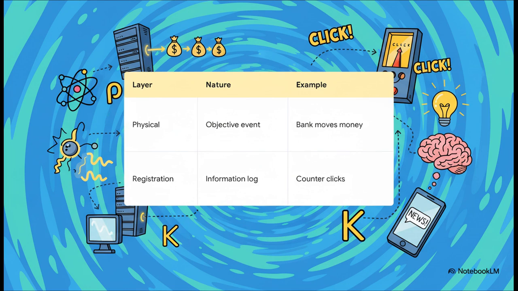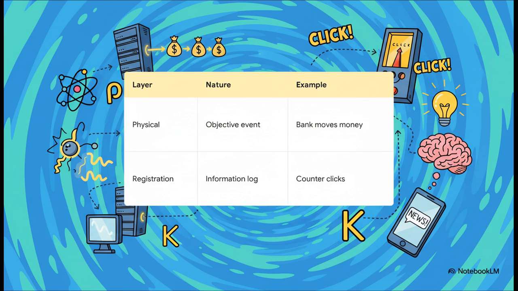Let's summarize how this all builds into a complete picture. If you take a look at the nature row, you'll see the core difference clearly laid out. Rho is the physical state, the event actually happening out there in the universe, while K is simply the recording of information. It's just the paper trail left behind.